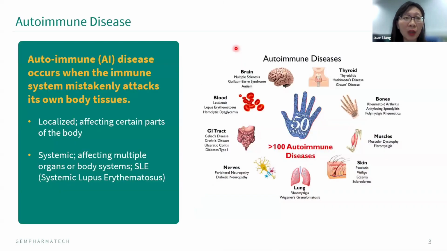So let's get back to the autoimmune disease model. What is autoimmune disease? Autoimmune disease occurs when the immune system mistakenly attacks its own body tissues. It could happen locally, affecting certain parts of the body, like blood, brain, nerves, lungs, skin, bones, muscles, and also other organs. It could also happen systemically, attacking multiple organs or body systems, like the SLE syndromes.